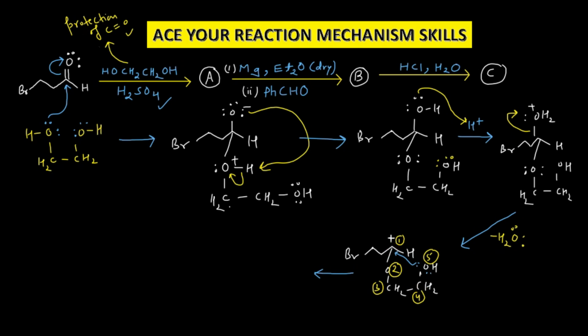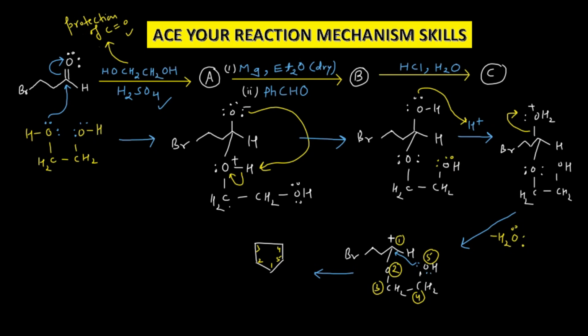So 1, 2, 3, 4, 5. That means you are now producing a 5-membered ring. So I am producing my 5-membered ring in that manner. Say this is my 5-membered ring. Simply you have produced a 5-membered ring, and then you can number this 5-membered ring. Okay, say this is carbon 1, this is carbon 2, this is carbon 3, this is carbon number 4, this is carbon number 5.